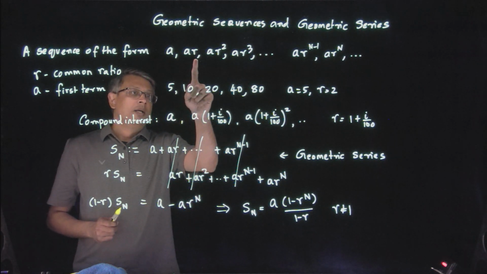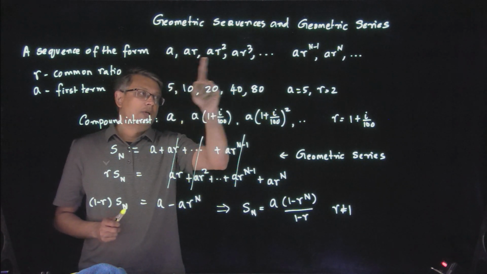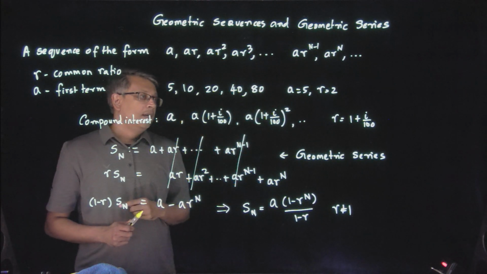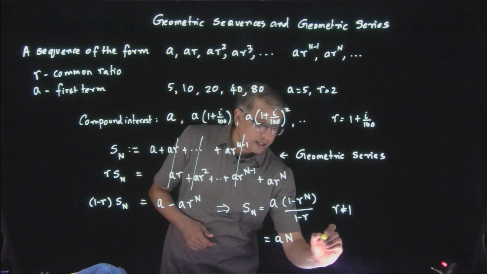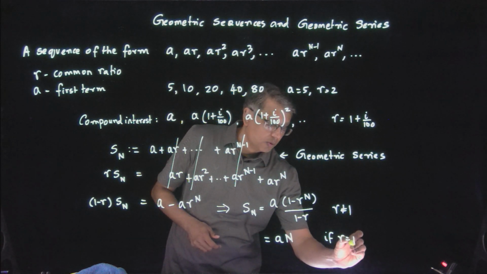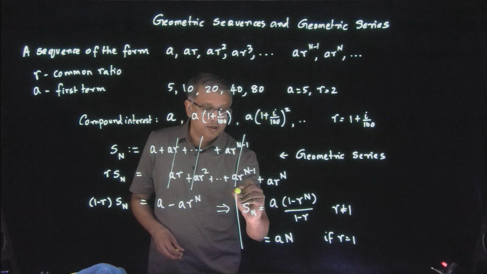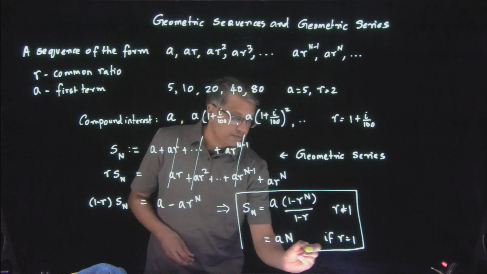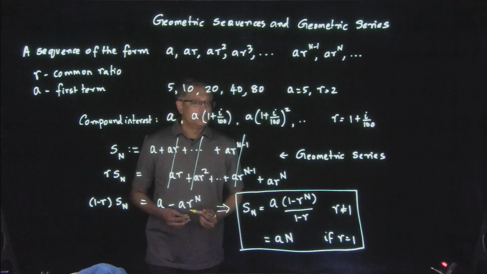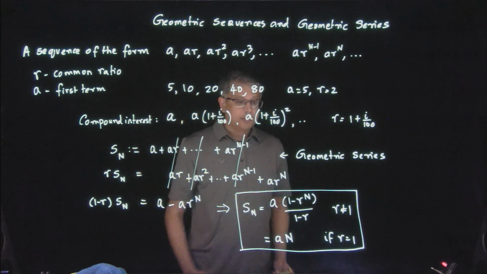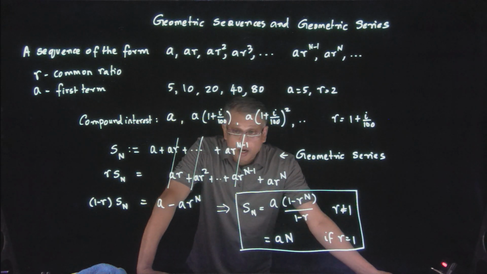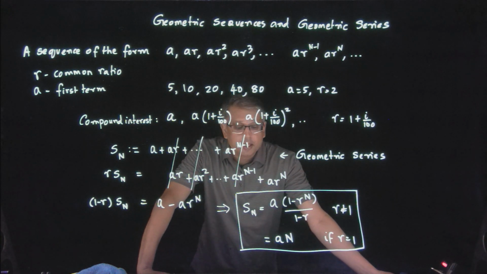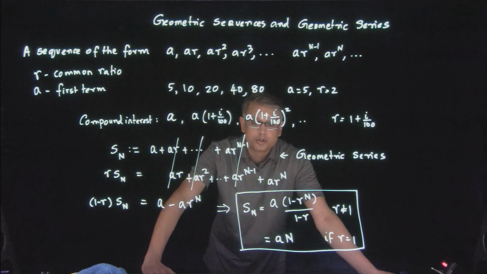If r is 1, the sequence is simply a, so on and so forth, and we're just going to add n such terms, and so Sn is simply going to be equal to a times n if r is equal to 1. So then the formula for the sum of the first n terms of a geometric series is given by a times 1 minus r to the n divided by 1 minus r if r is not equal to 1, and it's given by a times n if r is equal to 1. That's a nice and simple formula, and I want you to remember this formula.